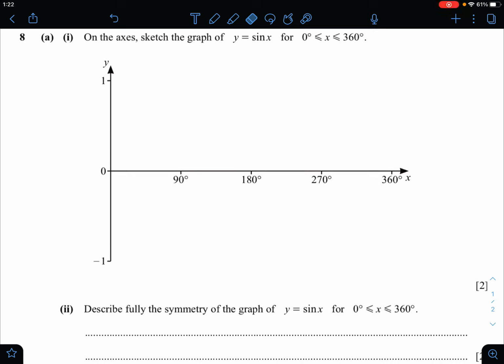Welcome to ANS Solver question 8 of this paper. So for part A1, they are asking us to sketch the sin x diagram.